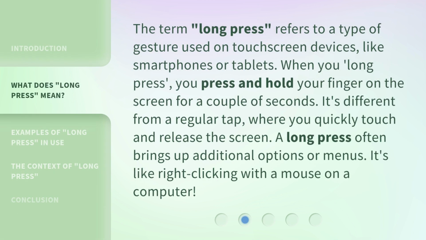The term, long press, refers to a type of gesture used on touchscreen devices, like smartphones or tablets. When you long press, you press and hold your finger on the screen for a couple of seconds. It's different from a regular tap, where you quickly touch and release the screen. A long press often brings up additional options or menus. It's like right-clicking with a mouse on a computer.